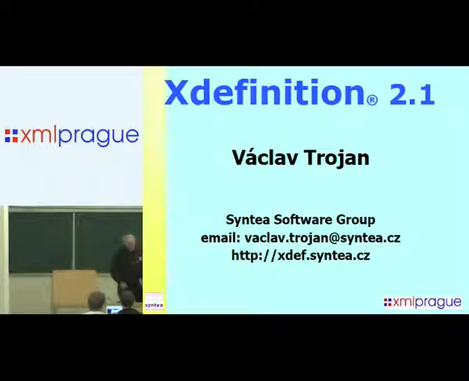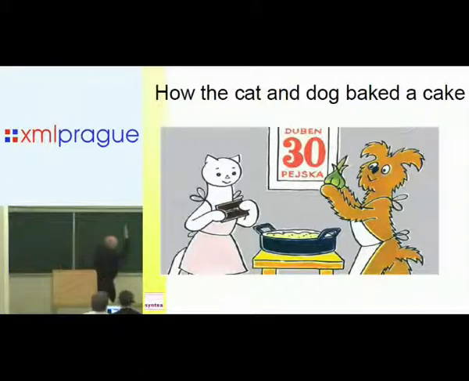Those two animals, cat and dog, decided to bake a cake, and they expected that if each of them puts there the best it likes, it will be nice for both. So the dog put the bones, the cat put the mice, and I have here a picture. You see the cat putting the chocolate and the dog putting the onion. And when they baked it and started to eat it, they found it's horrible. And I think it is the idea of XDefinitions.